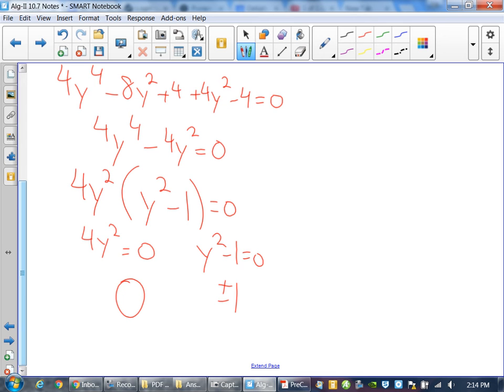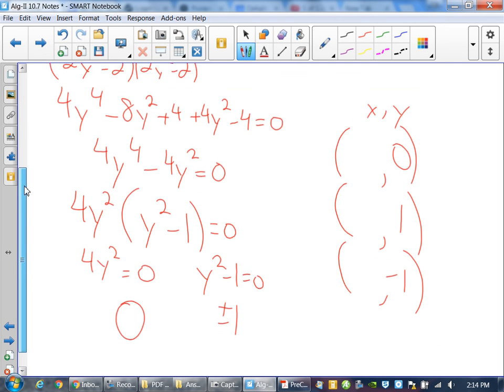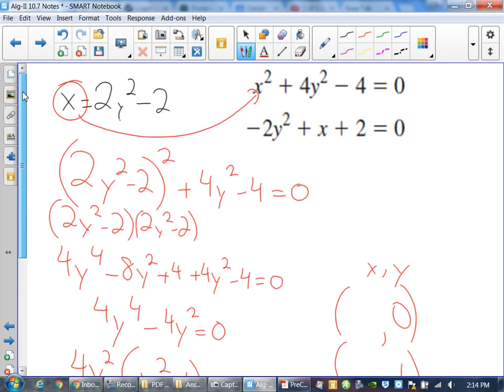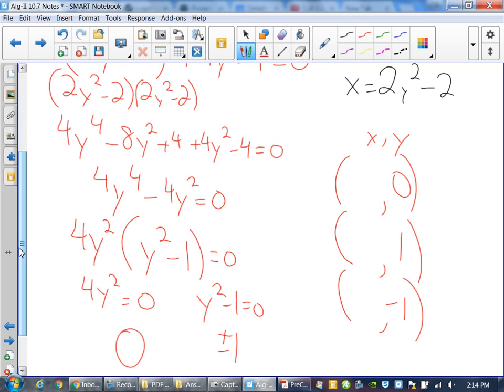You don't need to know what the shapes are, I just recognize it from the equations. Okay? So, what's that? Correct. So now I know that I have 3 ordered pairs: 0, 1, and negative 1 for my y's, and I've got to figure out my x's. So I move back up top here, and I had this equation already set up to solve for x. Everybody see that?